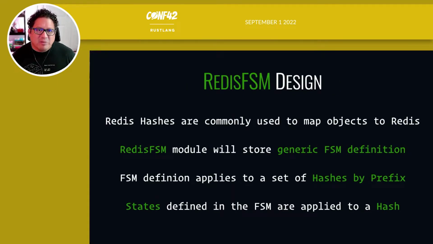And why are we targeting Redis hashes? Because Redis hashes are typically used to map objects from a programming language into Redis if you're using Redis for persistence. So our Redis FSM module will store a generic FSM definition that we would initially create as JSON and then store as a specific Redis data type. The definition will contain the set of states, which type of hashes it applies to by their prefix, the name of the field that will be used to persist the state into the hashes, and the possible transitions and events.